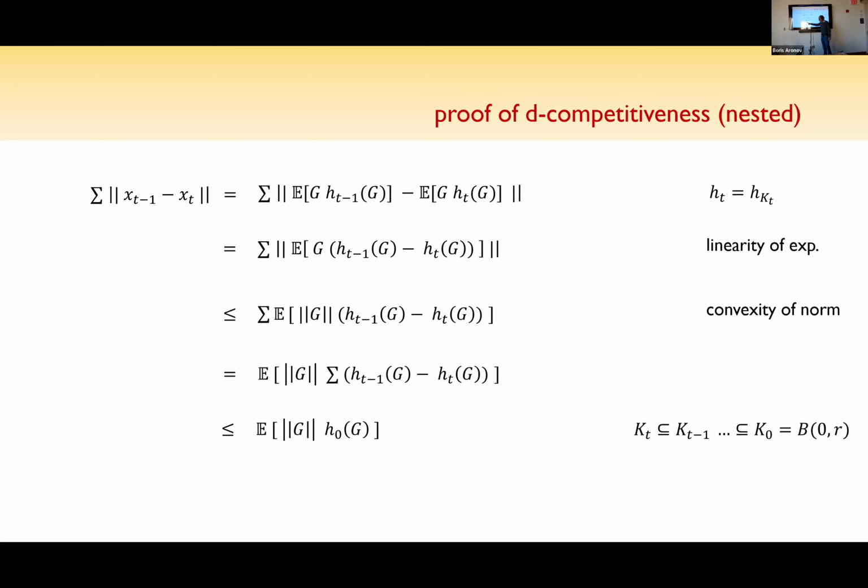So it's the expectation of g times h0. What is h0 of g? What's the original body? It's the ball. The h0 of g is always 1. Forget that, sorry. H0 of g is always the norm of g because it's the unit ball. So there's the norm of g times the norm of g: the norm of g squared.